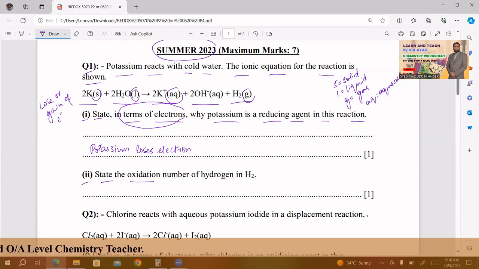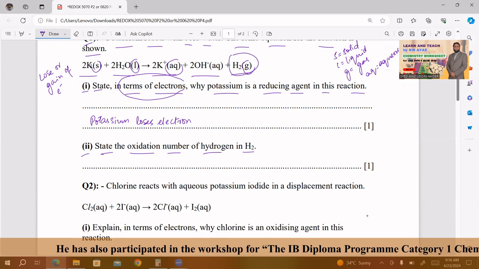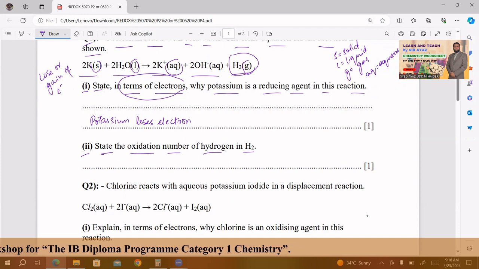Number 2, state the oxidation number of hydrogen in H2. You see, there is no charge on this molecule of H2. Whenever there is no charge on the element, either in the atomic state or in the molecular state, the oxidation number must be 0.